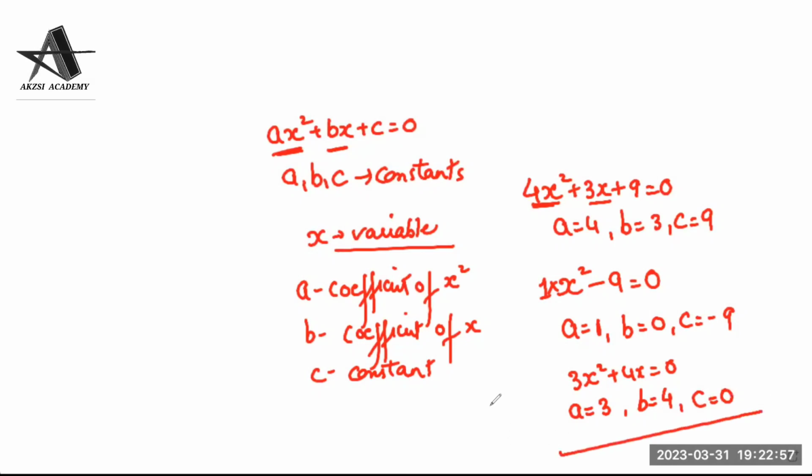This is very important. Whichever method I'm using to solve it, a, b, c are very important. So let me see by which methods we can solve quadratic equations. First is the factorization method. Second is completing the square.